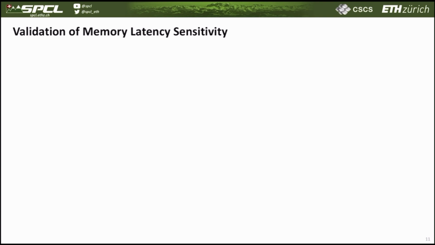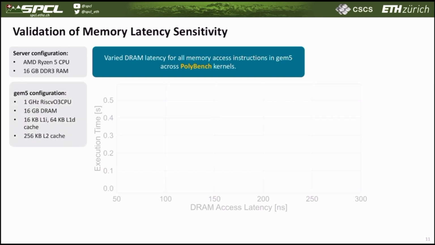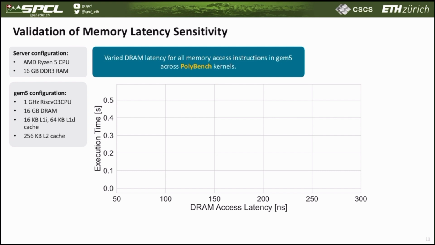So how do we validate that this actually works, right? It's nice to have this theory based on Brent's lemma, but we somehow need to check if this actually works in practice. So what we did, we varied the DRAM access latency for all memory accesses in Gem 5, and we ran all the PolyBench kernels for many different memory access latencies. On the x-axis we show the memory access latency in nanoseconds, and the execution time of the kernel is shown on the y-axis.